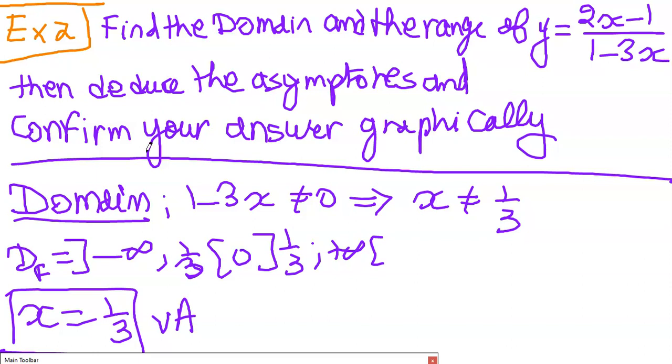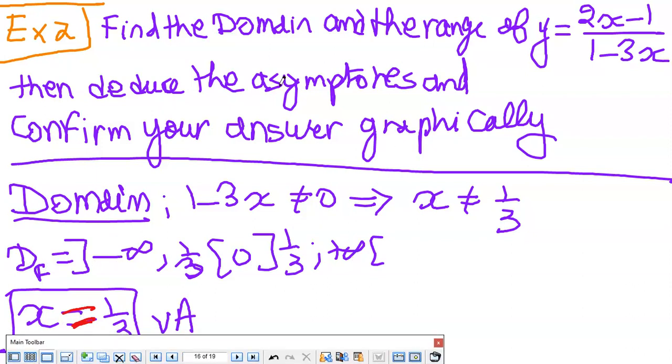So as we said, domain easy, denominator not equal to 0. 1 minus 3x not equal to 0 gives me x not equal to 1 over 3. Directly, you can deduce that this is my vertical asymptote. So x equal 1 over 3 is my vertical asymptote. How can I write the domain of definition? I can write it as an interval, or I can write x belongs to R minus 1 over 3, but I prefer to write it as an interval. So I can deduce directly the vertical asymptote from my domain.